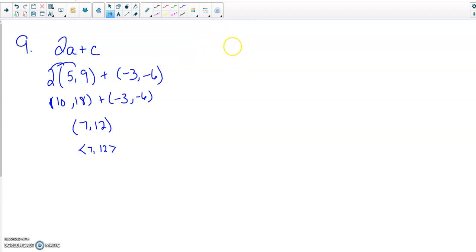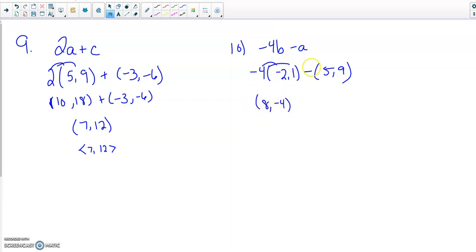Okay, so then number 10 is -4b minus a. Okay, so -4, and what's my b value? -2 and 1 minus an a, which is 5 and 9. Okay, so again, distribute. So we're going to get 8 and -4. Now, what I would suggest, we're going to distribute that negative and make it a plus. This way we don't drop or forget our negatives, because if you're like me, I forget them a lot.